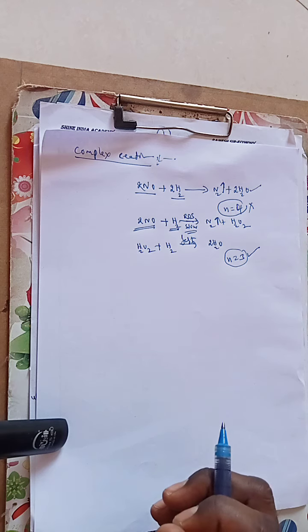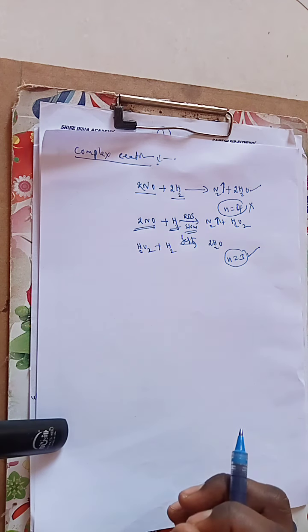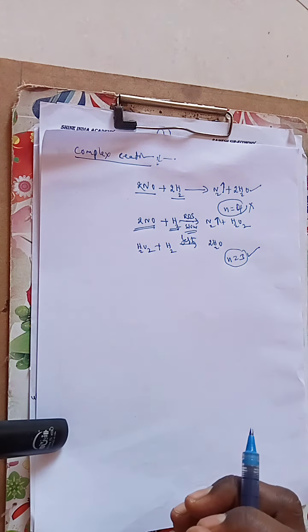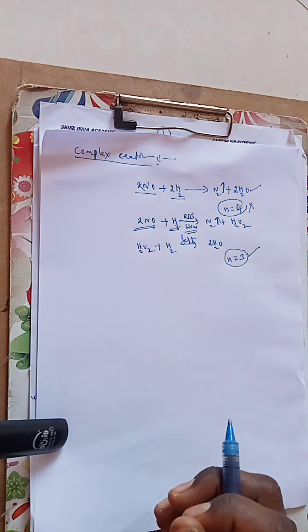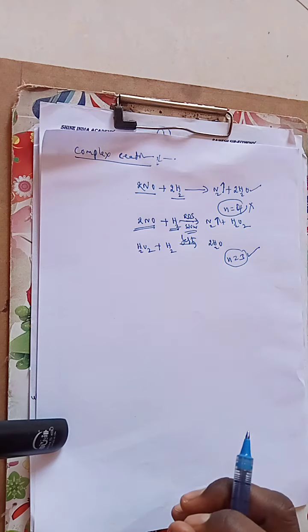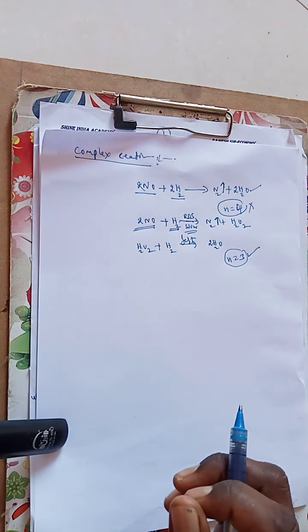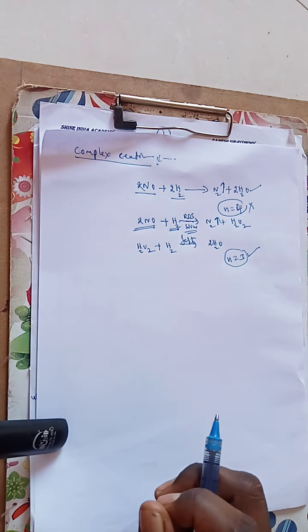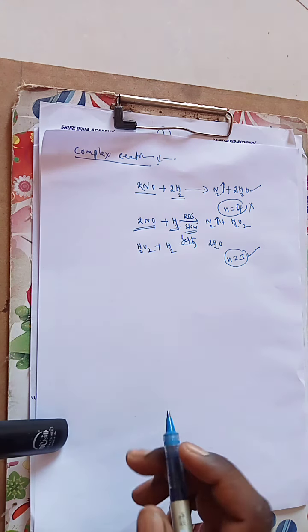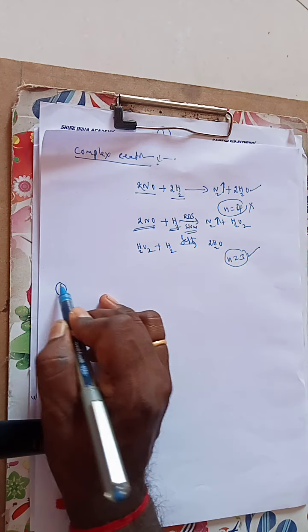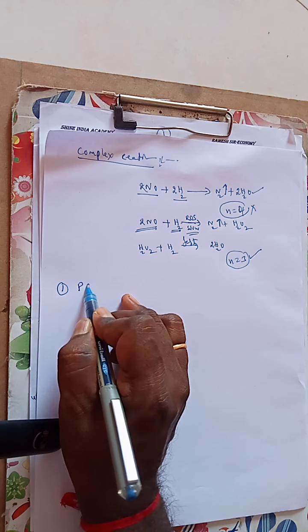In our syllabus, the complex reactions are classified into 4 types: consecutive reaction, parallel reaction, opposing reaction, and the last one is the chain reaction. Among these 4, one question must be asked in our semester examinations. The most important one is the chain reaction. Now we are going to discuss one by one. First of all, the parallel reaction.